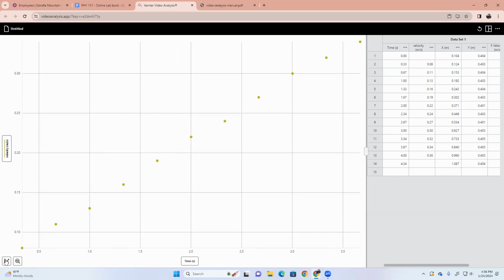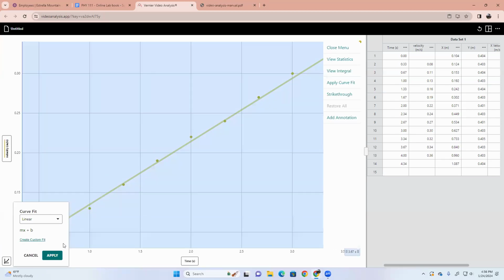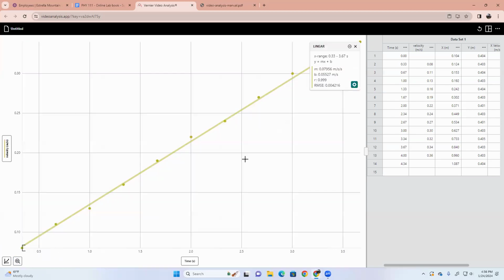In fact, we can go ahead and get a curve fit for that. I'm going to apply a linear curve fit. Apply, and it looks like a pretty good fit. Regression is 0.999. Pretty good. So what we have here is a graph that we can now find the model for.